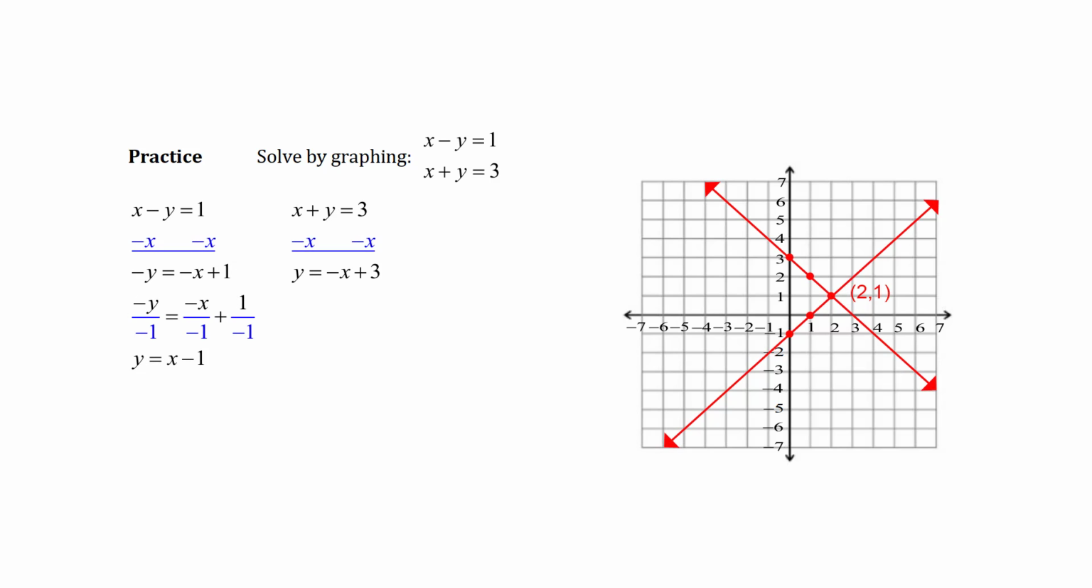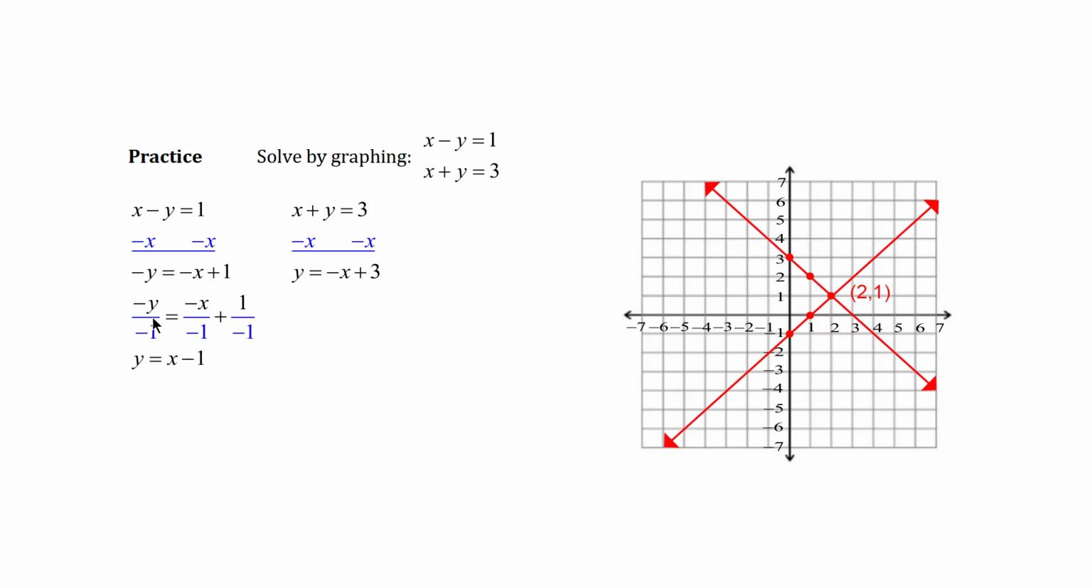Okay, so let's start by putting the first equation, x - y = 1, in slope-intercept form. We start by subtracting x from both sides of the equation. After doing the subtraction, we get -y = -x + 1. Next, we need to get rid of the negative sign in front of the y. We just divide both sides of the equation by -1.